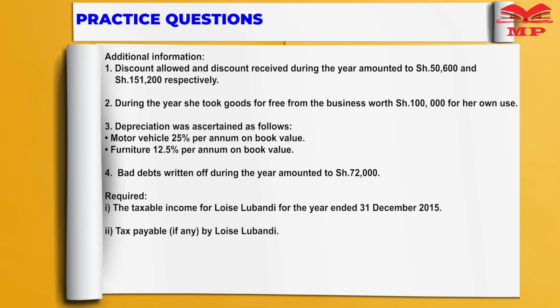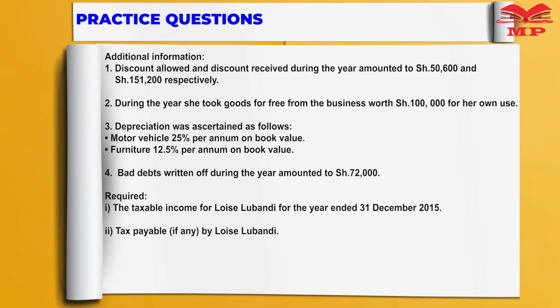Additional information. Number 1, discount allowed and discount received during the year amounted to 5,600 and 151,200 respectively. During the year, she took goods for free from the business worth 100,000 for her own use. Depreciation was ascertained as follows: motor vehicle 25% per annum on book value, furniture 12.5% per annum on book value. Bad debts written off during the year amounted to 72,000. Required: taxable income for Lois Rubandi for the year 2015 and the tax payable, if any, by Lois Rubandi.